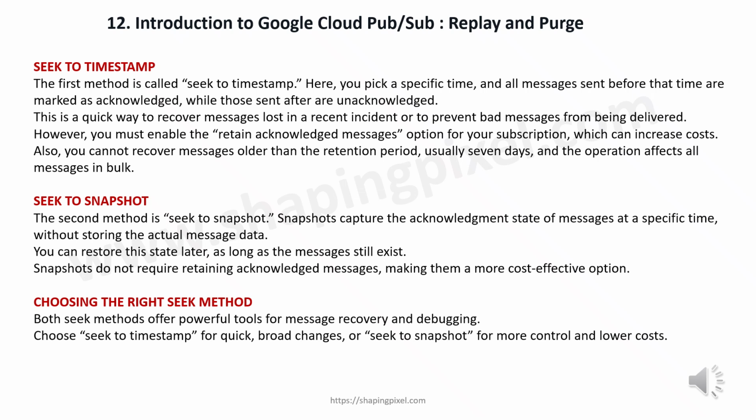Snapshots capture the acknowledgement state of messages at a specific time, without storing the actual message data. You can restore this state later, as long as the messages still exist. Snapshots do not require retaining acknowledged messages, making them a more cost-effective option. Both Seek methods offer powerful tools for message recovery and debugging. Choose Seek to Timestamp for quick, broad changes, or Seek to Snapshot for more control and lower costs.